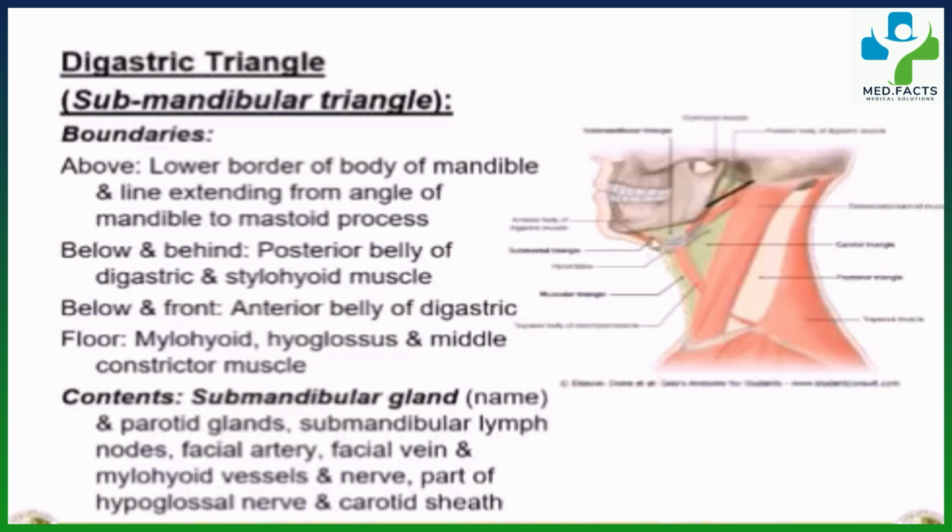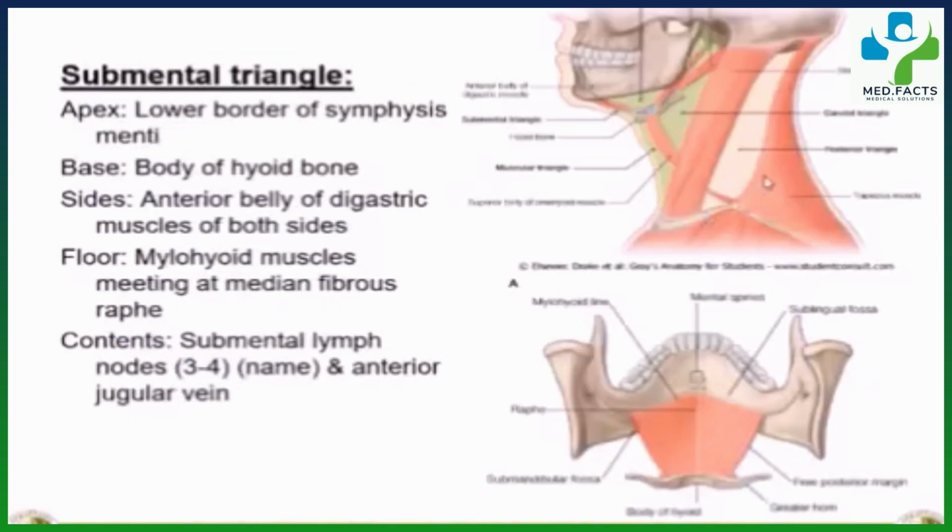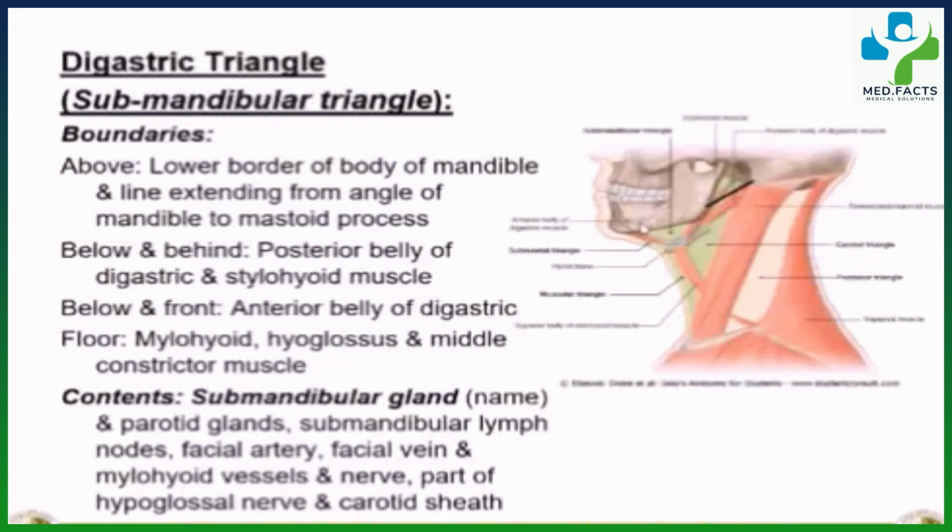These are the three boundaries. The base is formed by the base of the mandible and the imaginary line drawn from the angle of the mandible up to the mastoid process, anterior inferiorly we have the anterior belly of digastric, posterior inferiorly we have the posterior belly of digastric. These are the three boundaries.